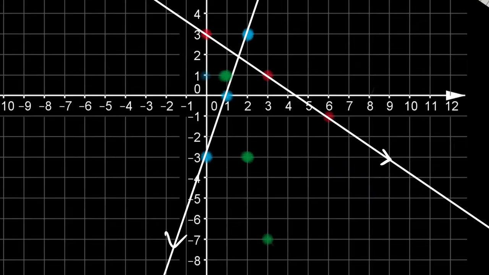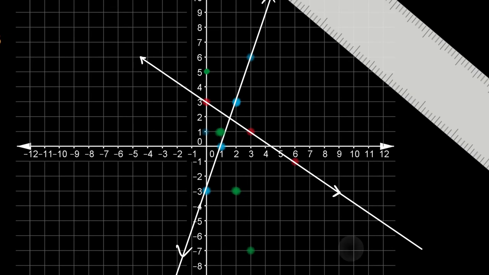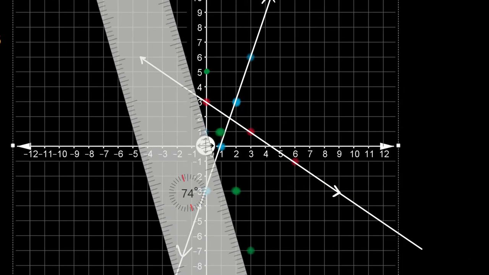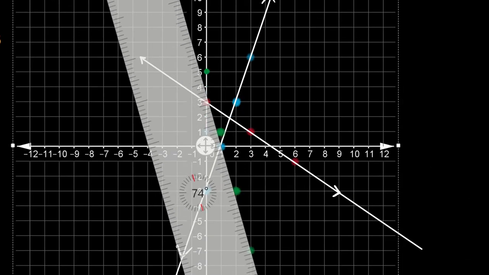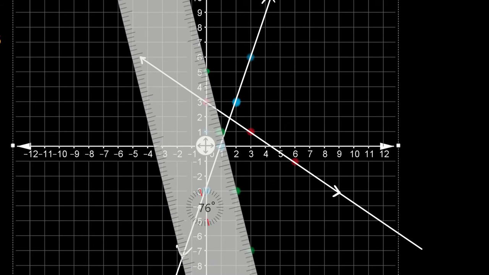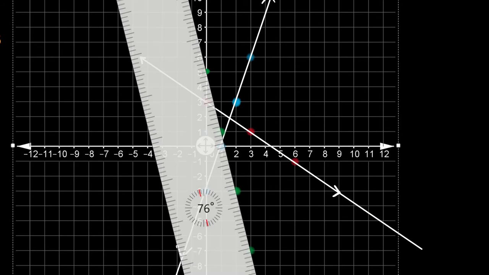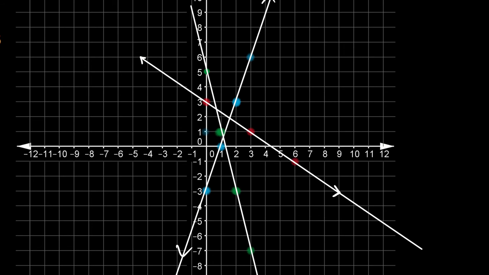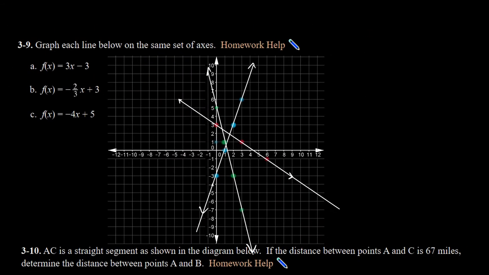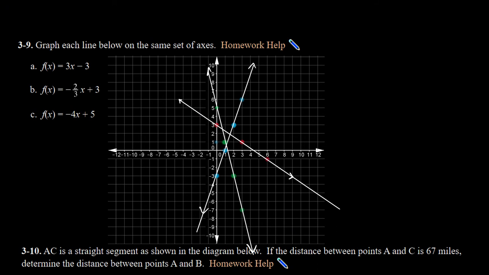So this, I think, is the steepest of the lines. It does have a negative slope, but it's still steeper, because the absolute value of its slope is greater than any of the other slopes. So there we go. That's our third function. And we now have those three functions graphed on a single set of axes.